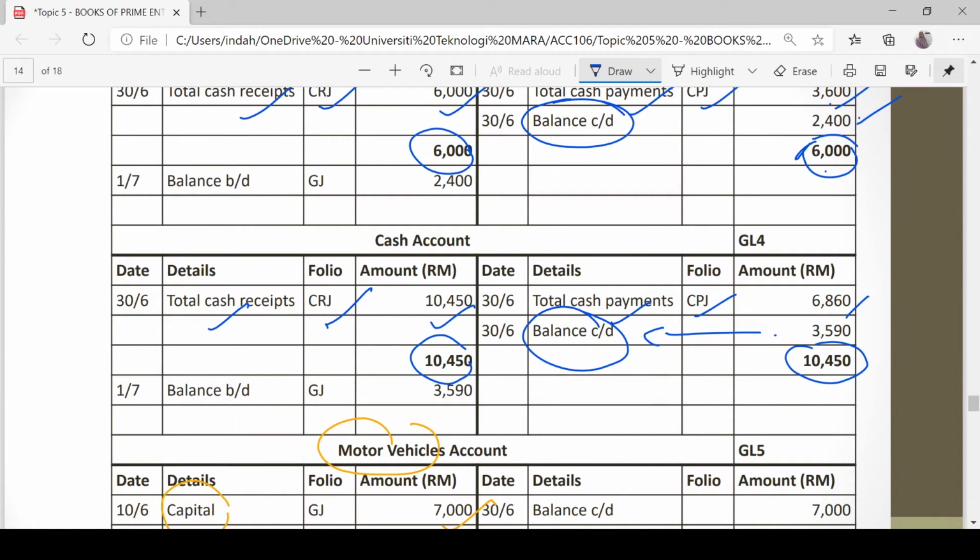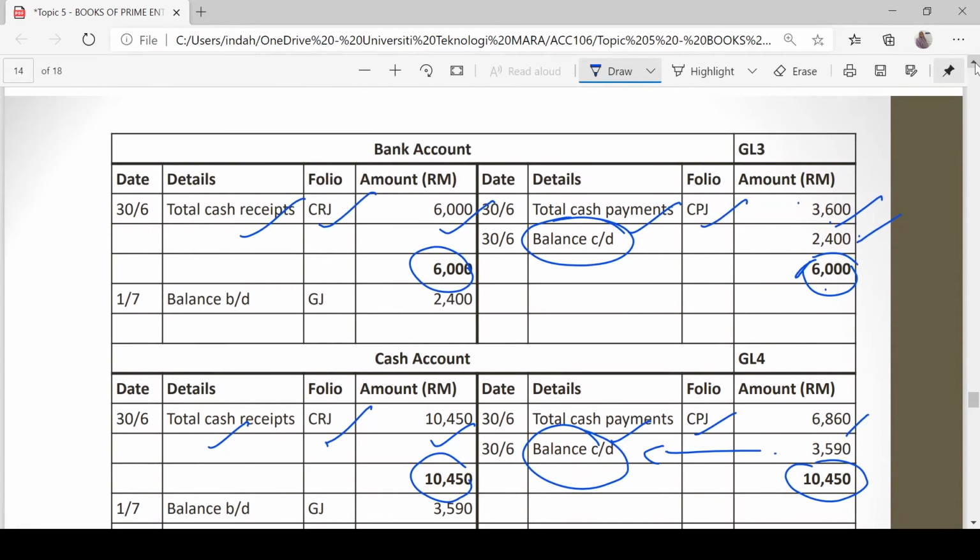So compared to the previous topic 4, where we transferred everything to the ledger, now, before we post to the ledger, we are going to summarize the transactions in the appropriate journal. Meaning that all the details will be included in the journals, not in the account. So this is how your bank account and cash account should look. We don't have details here, only the total amount of cash receipt and cash payment.